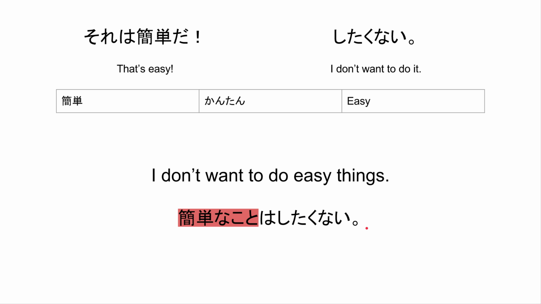I don't want to do it. That's something I don't want to do. Kantan no koto wa shitakunai. I don't want to do the easy stuff. I want to do the difficult stuff. Muzukashii koto wa shitai. So anyway, use the wa particle to show contrast. You should already know that, hopefully, at this point.